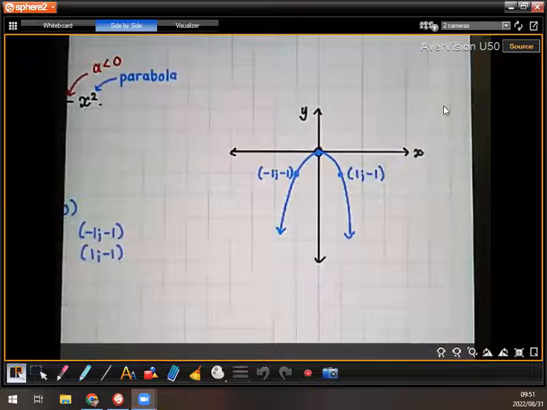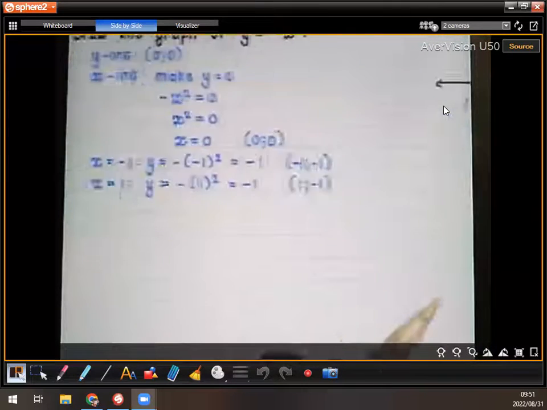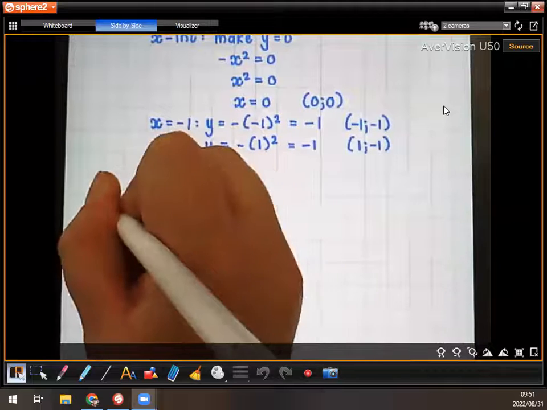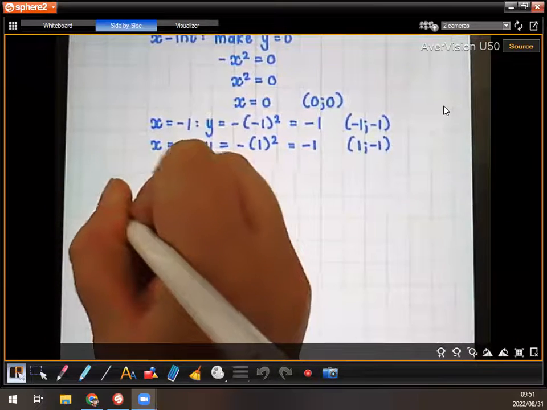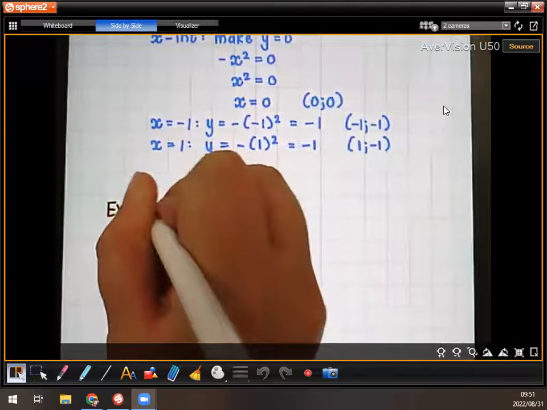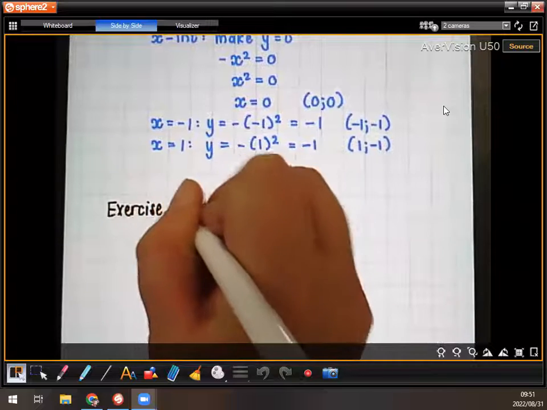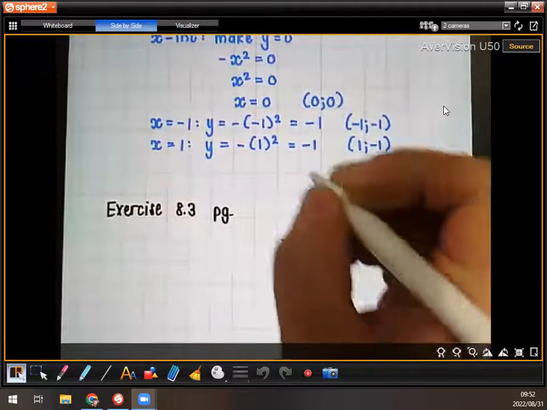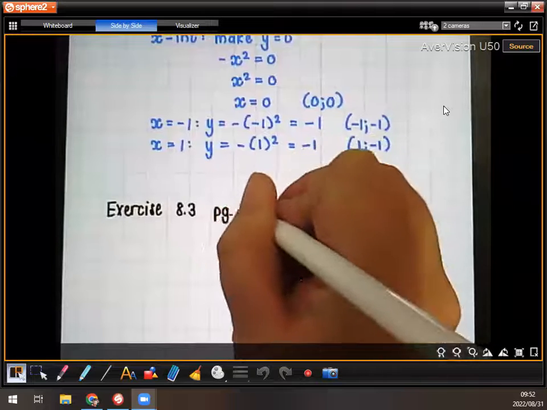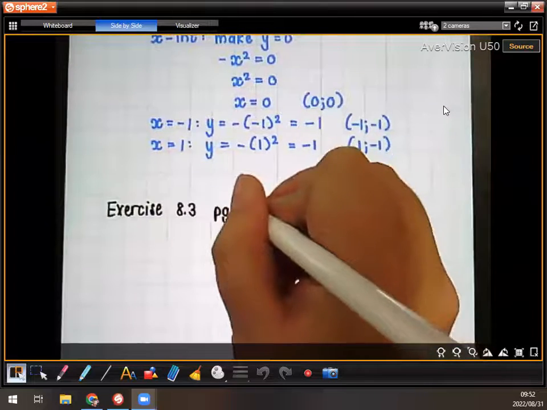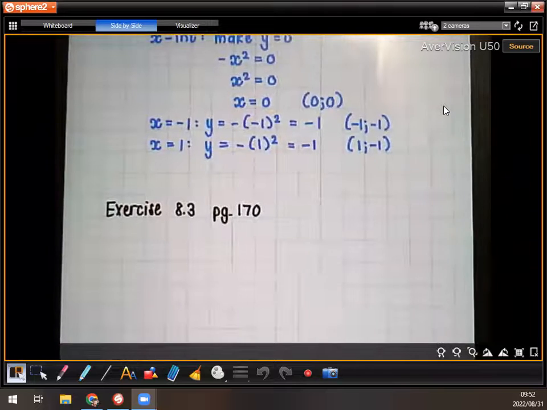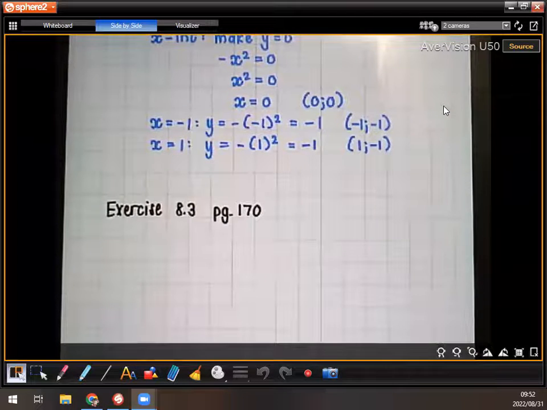But never mind. Okay, guys, you are going to do some graphs from exercise 8.3. So is our text on parabolas? Yeah. And the next one. So let's go to the next one. What did I say? Page 3. Oh, sorry. Page 170. And you are going to be doing number 1.